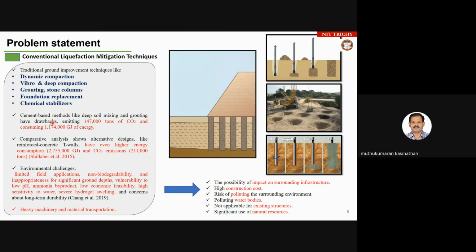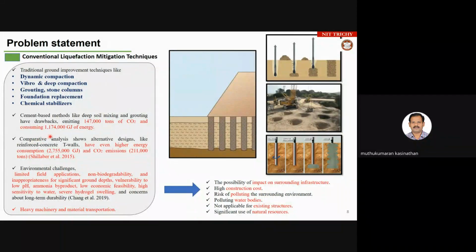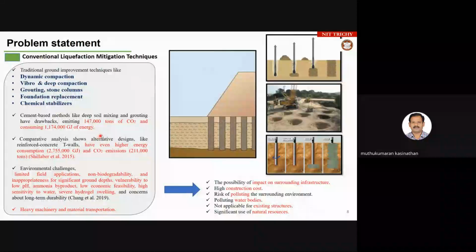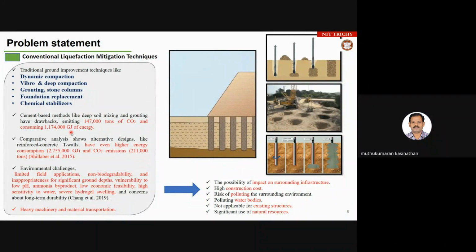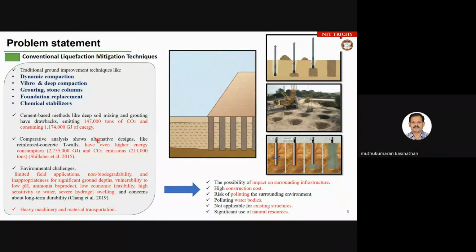Like deep soil mixing and grouting, basically it is a cement-based method emitting almost 1.47 tons of CO2 and consuming almost 11,74,000 gigajoule of energy. So how much energy are we consuming and how much CO2 emission are we producing for a cement-based method of construction, especially using soil compaction. And comparative analysis shows that alternative methods like constructing reinforced concrete structures, diaphragm walls and the like have a higher energy consumption compared to cement-based soil mixing.